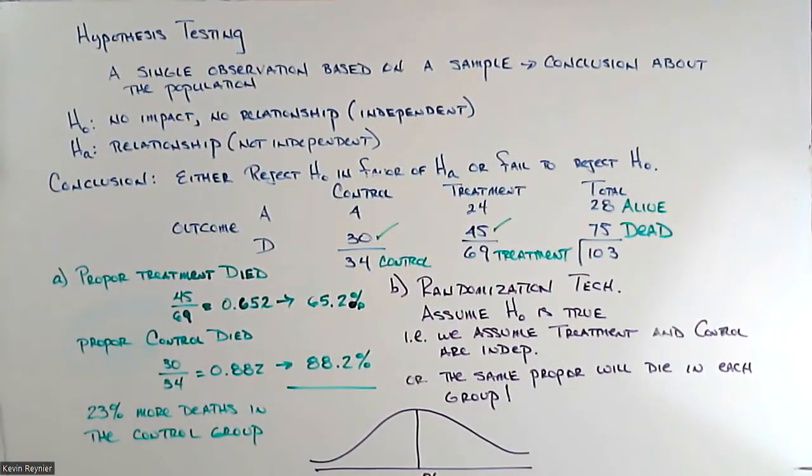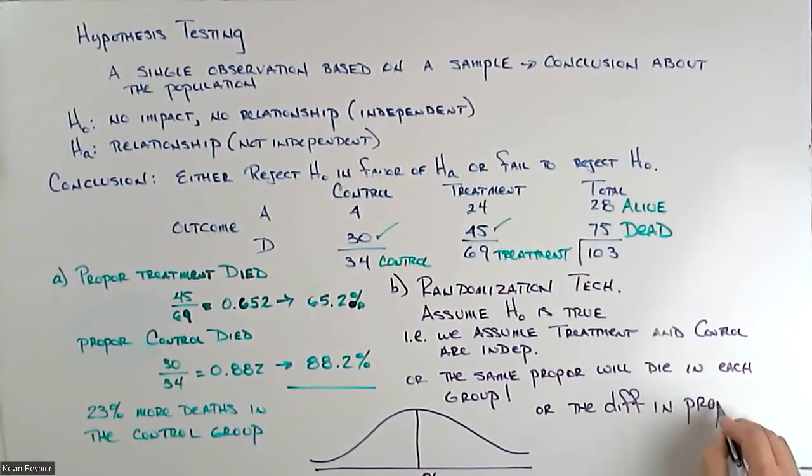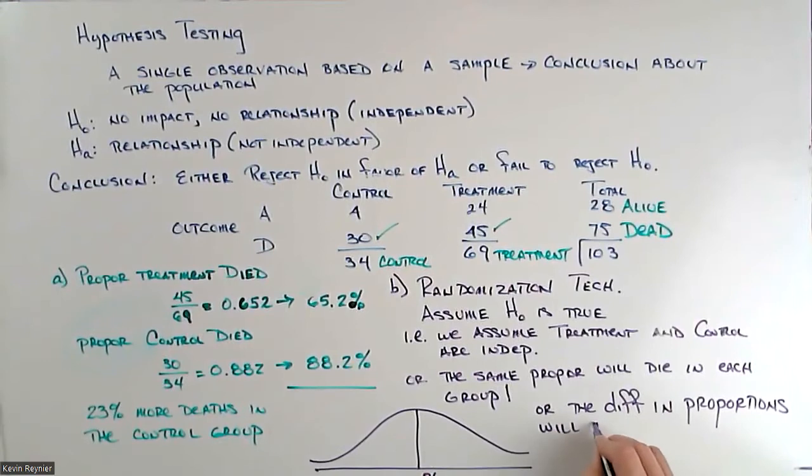So our assumption, the null hypothesis, another way to think about the null hypothesis, we could add it to our list over here. Or we could say the difference in proportions will be 0. If they're going to die in each group at the same rate, if the treatment is not going to have an impact, then we're going to net 0. So our distribution is going to be centered at 0. We have no idea why it's going to be bell-shaped. Just got to take my word for it. We'll get to that later in the book.